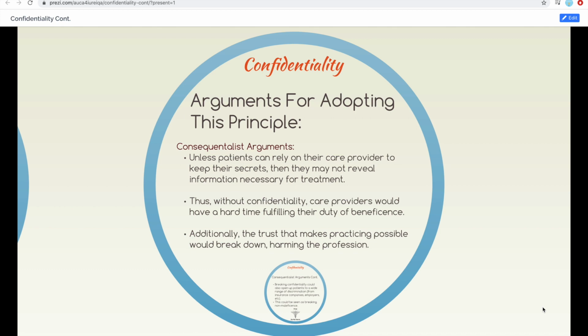So thus, without confidentiality, care providers would have a hard time fulfilling their duty of beneficence. It'd be very difficult to benefit a patient to the maximal amount and to increase their welfare if certain key information is not provided. In addition, the trust that makes practicing possible would break down, harming the profession.